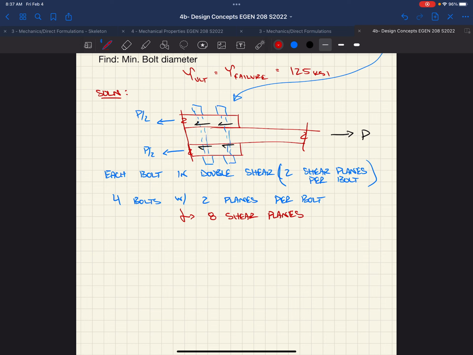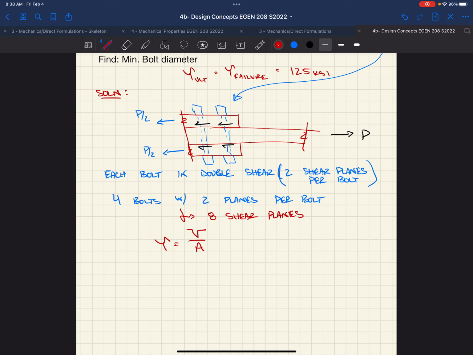Well, we have our definition of shear stress. What's the equation for shear stress? Tau equals force over the area, which in our case for shear stress, what's the force? V, it's a shear force. Same thing, V over A. Out of this, they are telling us they want the minimum bolt diameter. They want A.